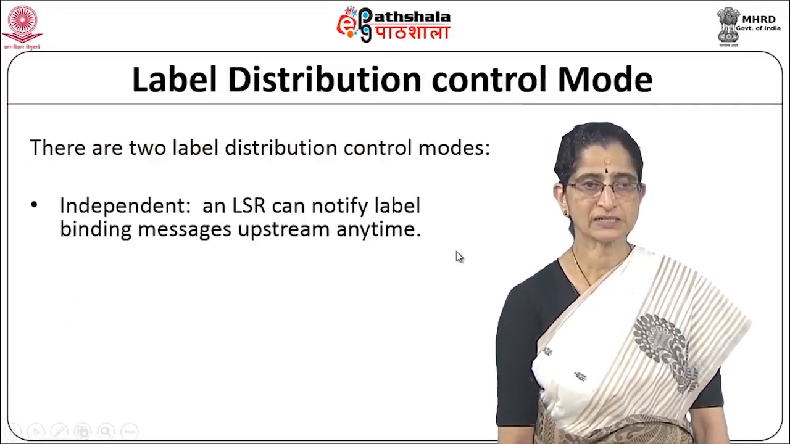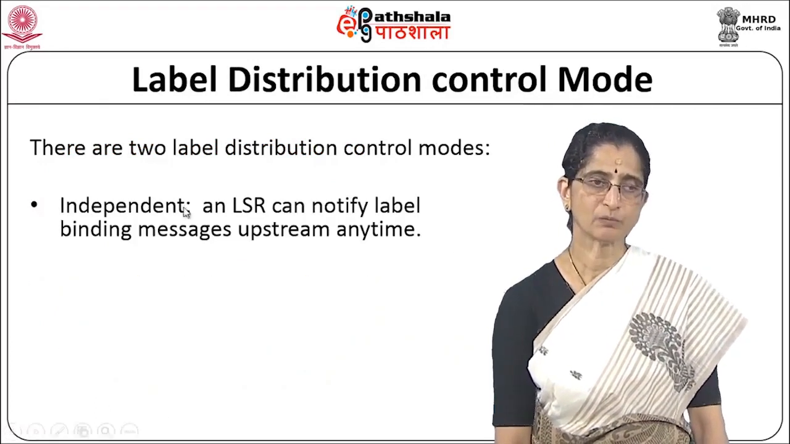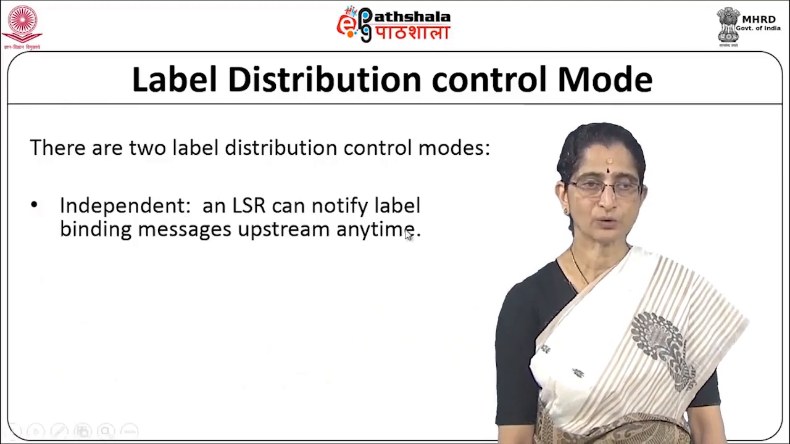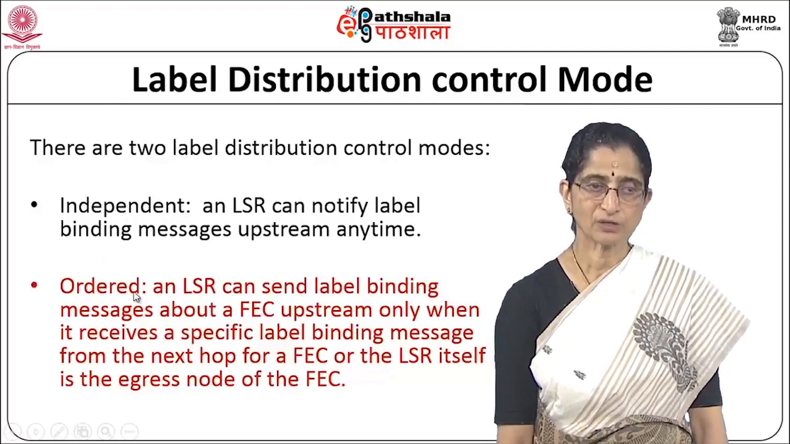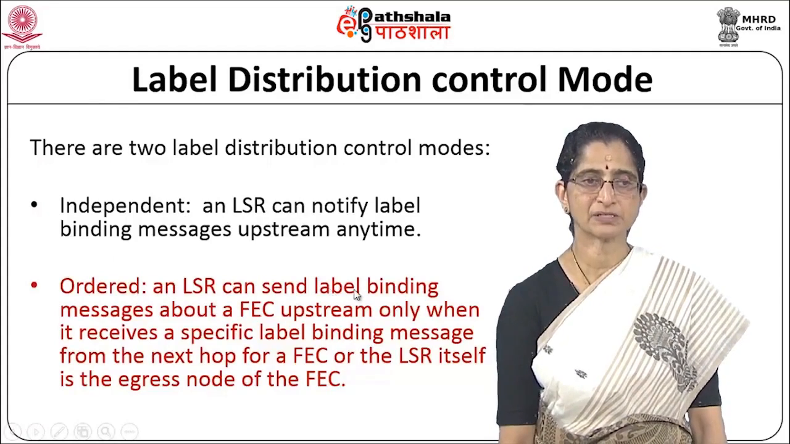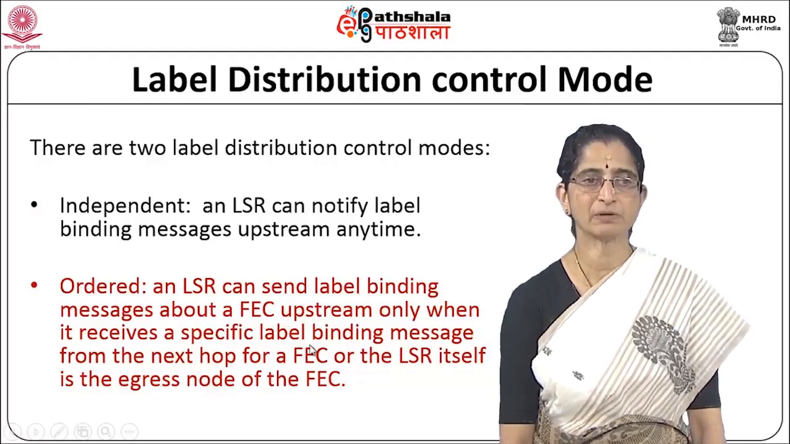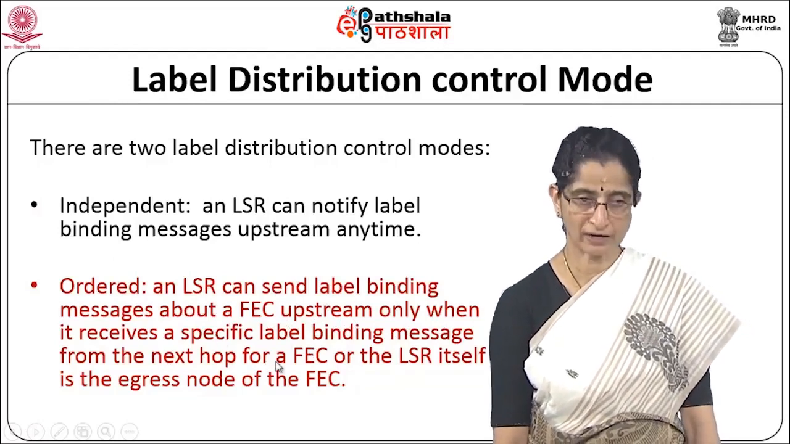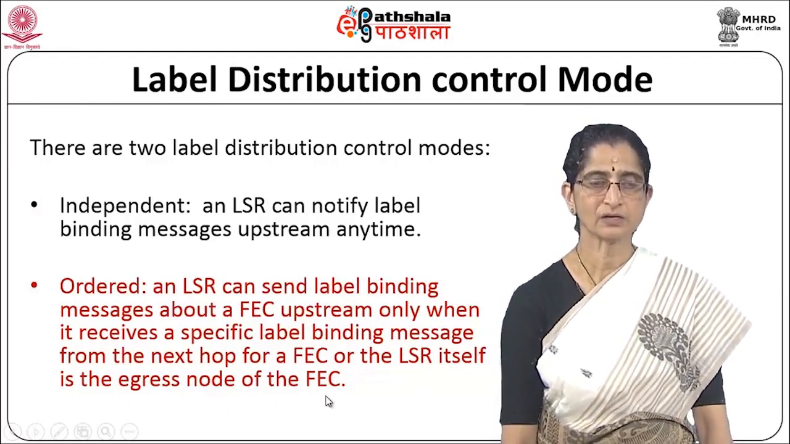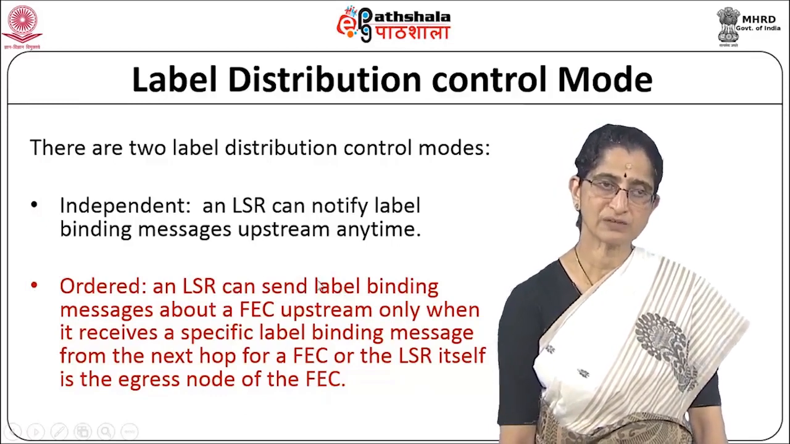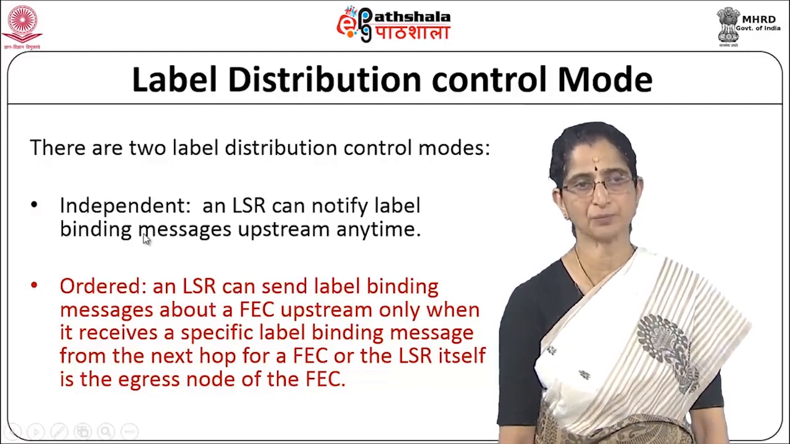So what we mean by this is that there is something called an independent mode, and then we have something called an ordered mode. In the independent mode, an LSR can notify label binding messages upstream anytime. Whereas in ordered mode, an LSR can send label binding messages about a FEC upstream only when it receives a specific label binding message from the next hop for a FEC, or the LSR itself is the egress node of the FEC. So ordered is that only on receiving something from somebody else, it will trigger a message to be sent. In independent, it can be sent at any point of time.